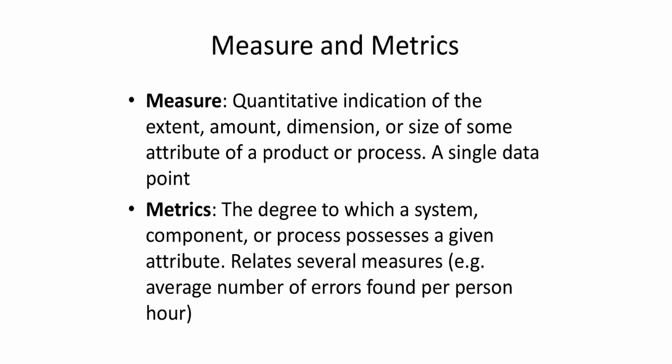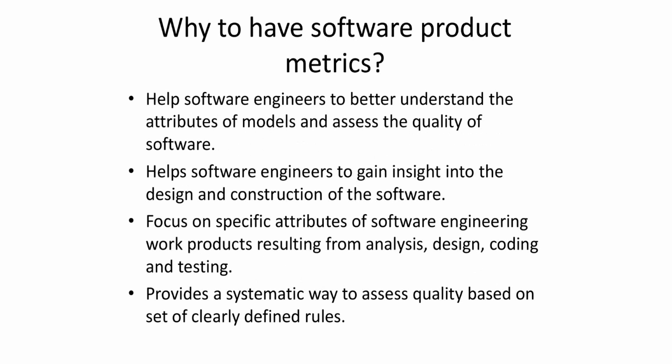And why this? So once we do understand what is matrix, the question is why is the matrix so important? Because it helps software engineers to better understand the attributes of models and assess the quality of the software. It tells us something about the software, whether we are developing the right product or whether we have fewer errors per development cycle and whether we are going in the right direction.